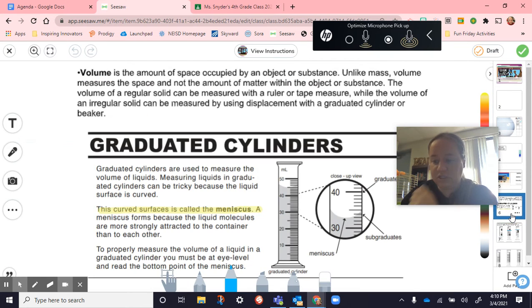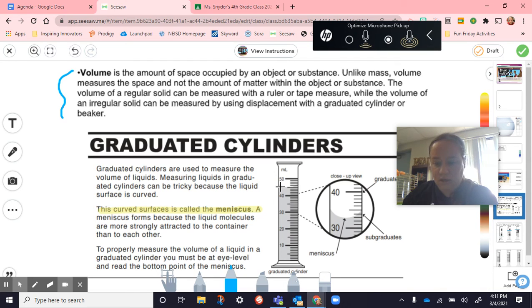All right, so down on page 6 is where it starts. Here you've got the definition of volume. Yesterday we saw that when we put something in a cup of water, the level was rising. That displacement is what we're using to measure. And there's a graduated cylinder right here that we're going to use, and this curved surface right here.